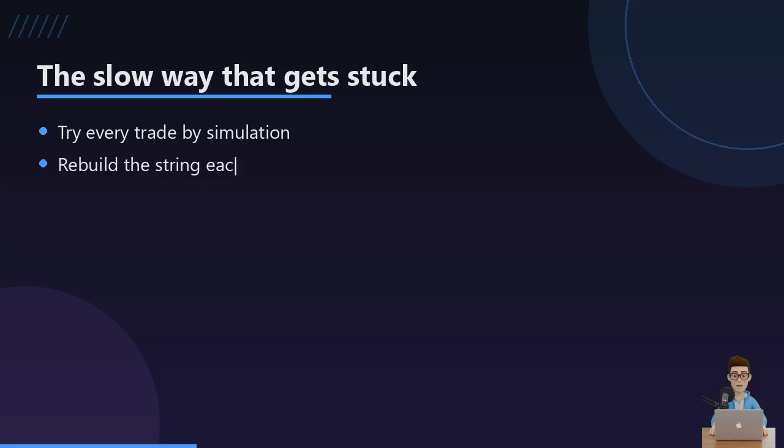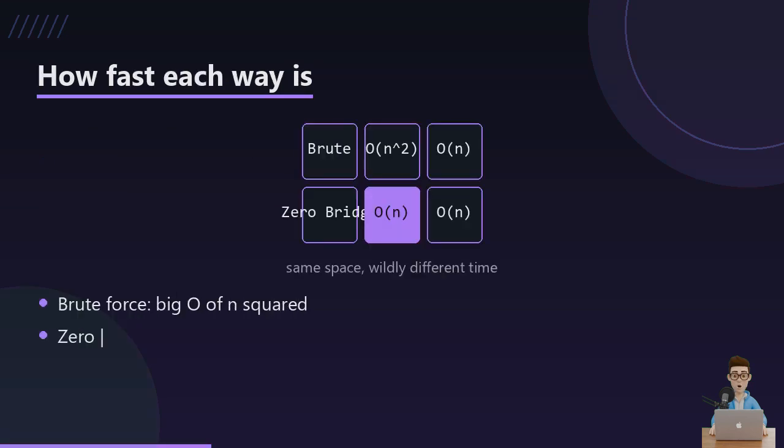Now, your first instinct might be to actually try every possible move. Make the trade, rebuild the whole string, count the ones, and repeat. And you know what? That does give the right answer, and it feels safe on small examples. The trouble is that on a really long string, say 100,000 characters, you end up rebuilding the whole thing thousands of times, and it becomes painfully slow. I'll be honest, the first time I saw this problem, I wrote exactly that, and it was too slow to finish in time. Let's talk speed in plain terms.